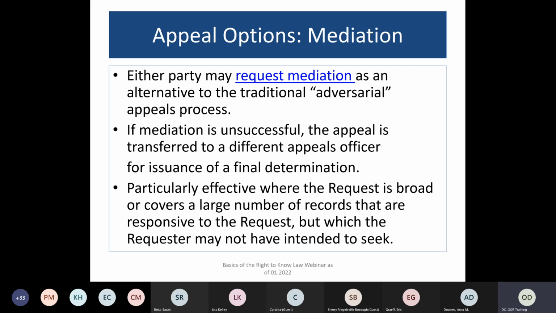We've got all the parties on the phone line, get them talking to each other, and more often than not, the parties are able to agree, and that solves the issue. If they're not able to agree, no harm, no foul. The case gets removed from mediation, gets put back into the normal appeals process. Okay, but mediation is a tool that's available for you if you want to consider it.